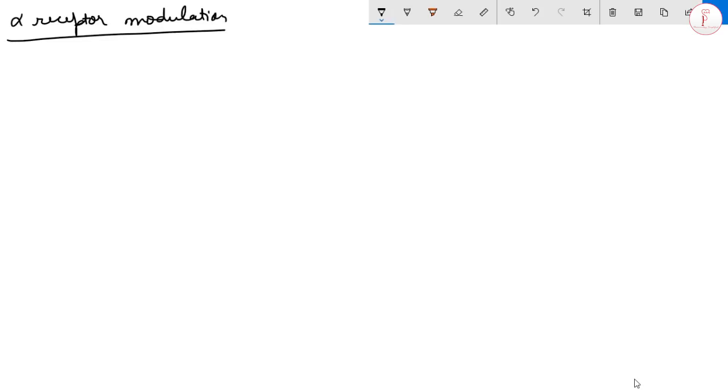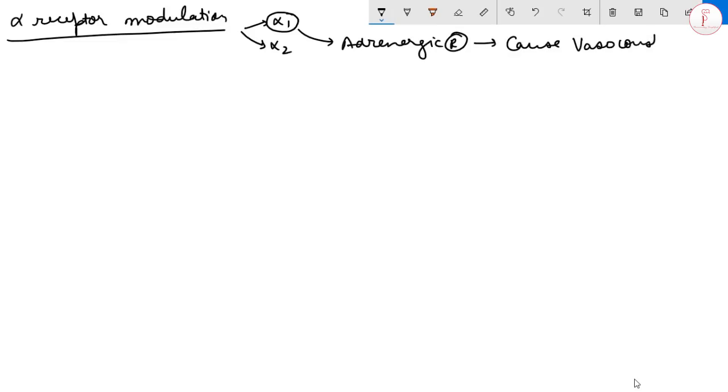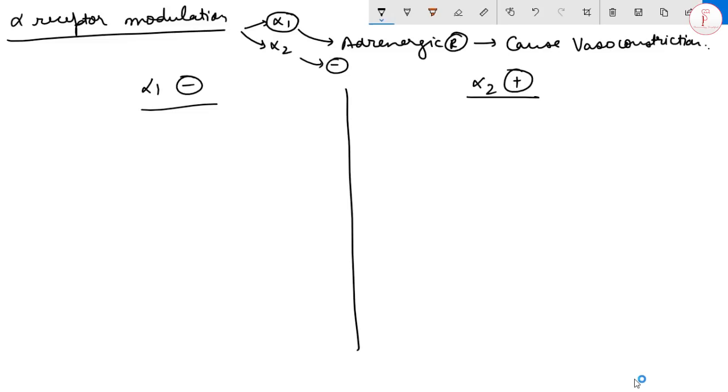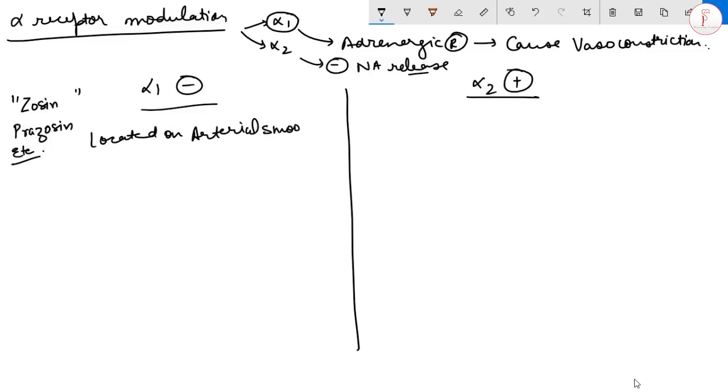Next target we have is by modulating the alpha adrenergic receptors. There are two types of alpha receptors, alpha 1 and alpha 2, and they are acted upon by adrenergic receptor agonists. The alpha 1 receptor is responsible for causing vasoconstriction. Let's see them one by one. So we would be using alpha 1 inhibitors and alpha 2 agonists in hypertension. Alpha 2 activation leads to inhibition of noradrenaline release. So whenever alpha 2 is activated, the release of noradrenaline will be inhibited. Alpha 1 inhibitors end in zosin: prazosin, doxazosin, terazosin.